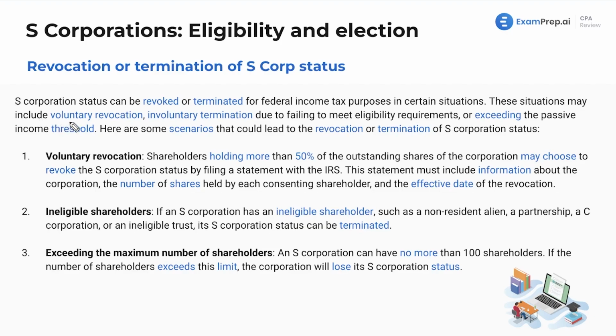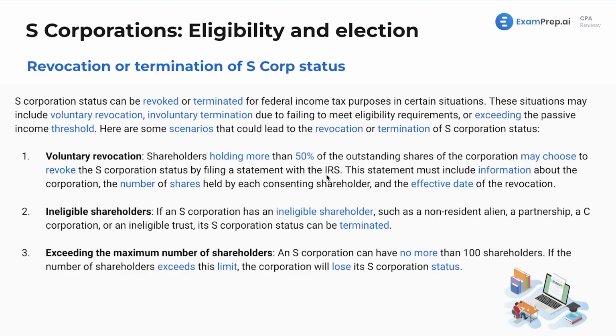These situations can include voluntary revocation, involuntary termination due to failing to meet eligibility requirements, or exceeding the passive income threshold. We'll talk about that as well. Here are some scenarios that could lead to the revocation or termination of an S Corp's status. First, voluntary revocation. Shareholders holding more than 50% of the outstanding shares of the corporation may choose to revoke the status by filing a statement with the IRS.